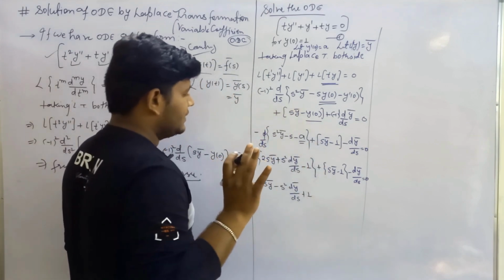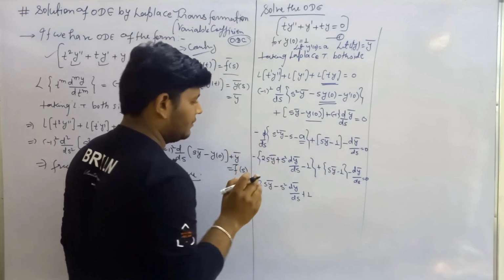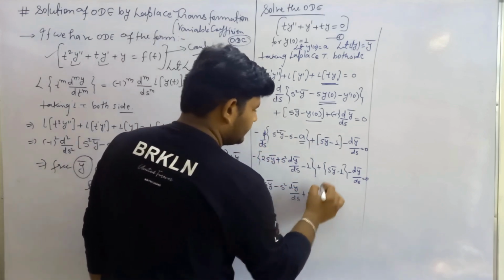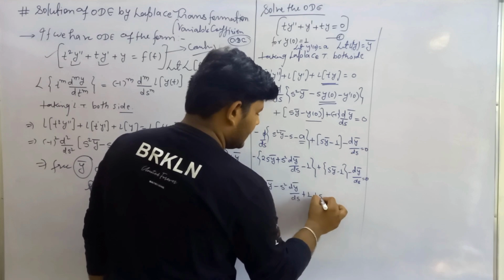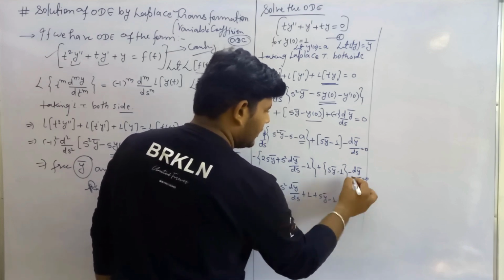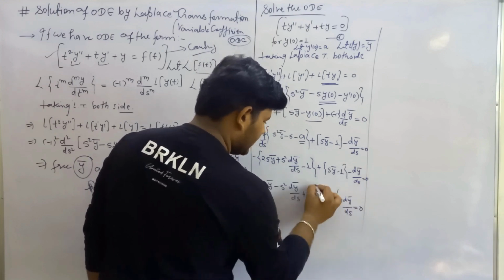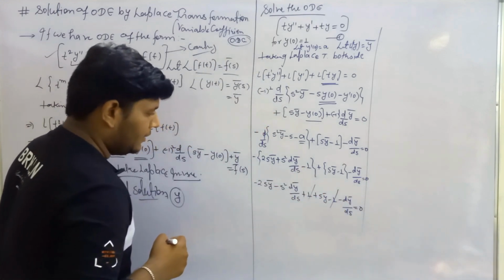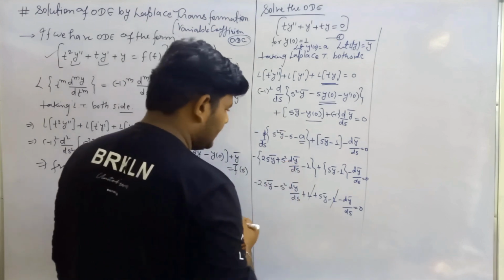Okay, it will be 0. I am not writing here. Okay, it will be 0. So it is plus 1, and now this is plus s y bar minus 1 minus dy bar/ds equals to 0. This one and this one got cancelled.